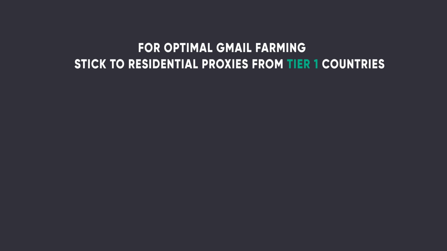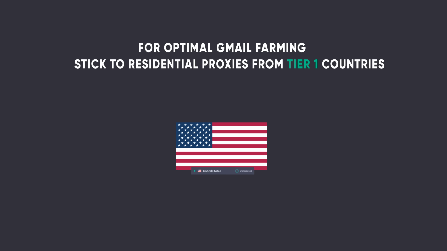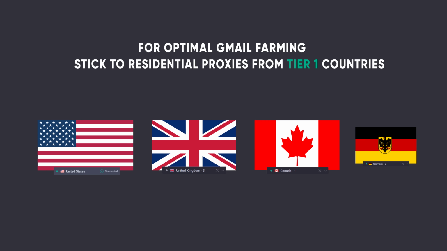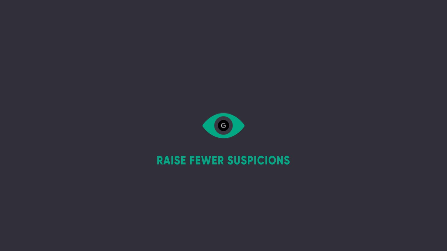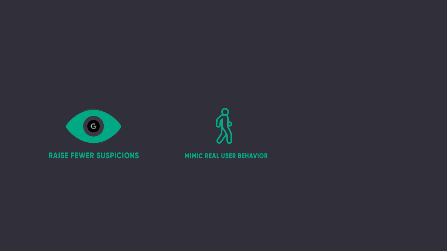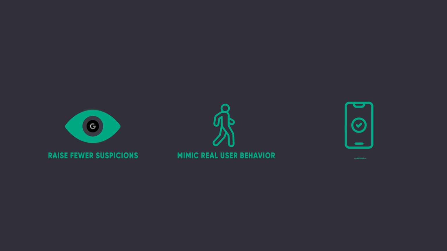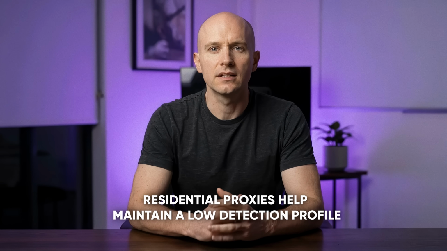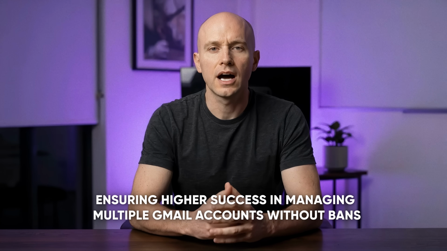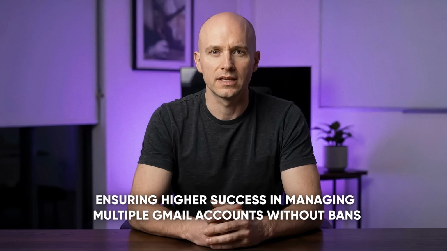For optimal Gmail farming, stick to residential proxies from Tier 1 countries like the USA, UK, Canada, Germany, and similar. They raise fewer suspicions from Google, mimic real user behavior better, and reduce the chances of triggering phone verification hurdles during account creation. Residential proxies help maintain a low detection profile, ensuring higher success in managing multiple Gmail accounts without bans.